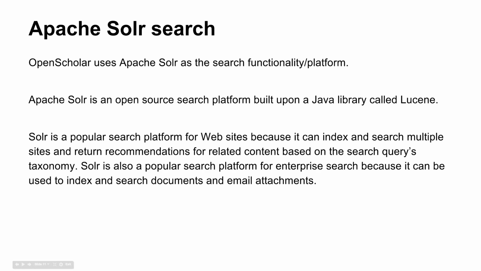Okay. So we use Apache Solr search. We don't have a technical person in-house to talk about Apache, but basically it's an open source platform built upon the Java library called Lucene. It's a popular search platform for websites. It allows for that faceted taxonomy filtering. So that's why we like it for OpenScholar. And if you have questions about that, you could definitely ask me, and I can bring it back to the development team and get those answers for you.